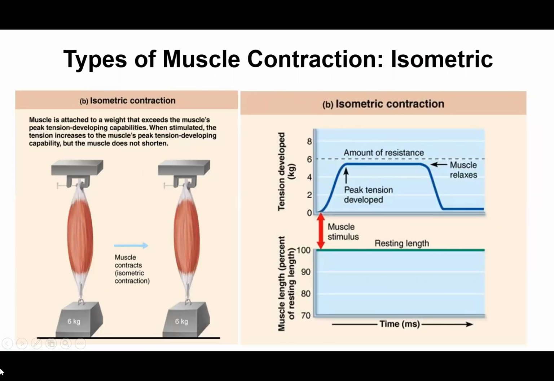So that's kind of what this is going to show you as well. So isometric contraction, now, is where our muscles are attached to a weight that exceeds the muscle's strength, essentially. So it exceeds the peak tension developing capability. So even when this muscle is stimulated, the muscle can't shorten because it's not strong enough to lift the load. So the muscle just stays the same length. Okay.